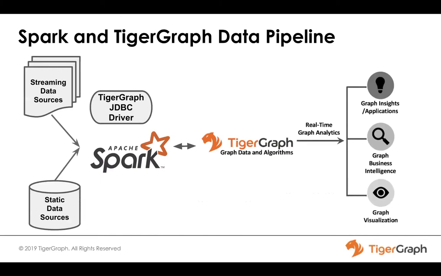Okay, how do we actually facilitate the data flow between Spark and TigerGraph? In the 2.3 and 2.4 TigerGraph releases, we introduced the JDBC Driver for TigerGraph. This is the way we can facilitate the bidirectional data flow between Spark and TigerGraph. You can install the TigerGraph JDBC driver in your Spark cluster, and that will read and write from TigerGraph.